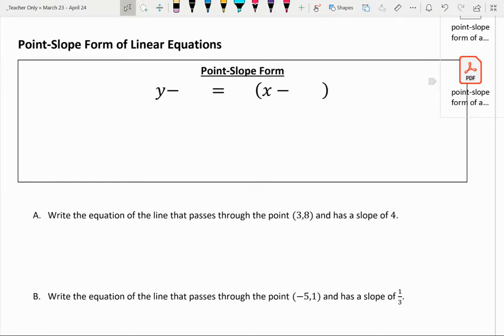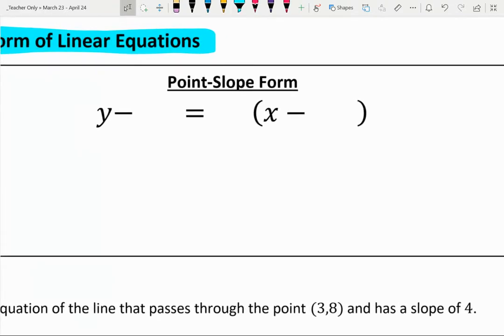Yesterday, or really the last few days, we've looked at slope-intercept form of linear equations. Today we're going to look at point-slope form of linear equations. So point-slope form really has two main pieces.